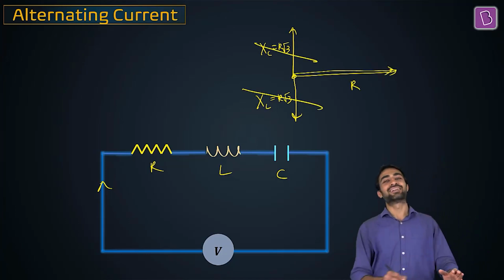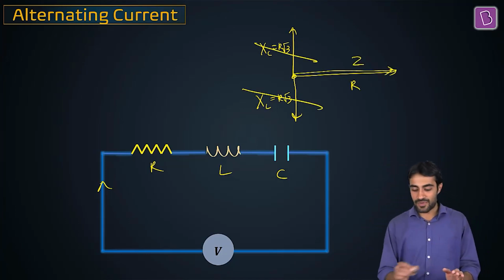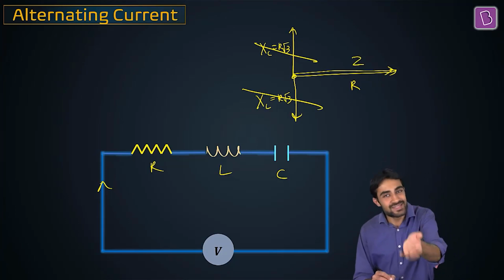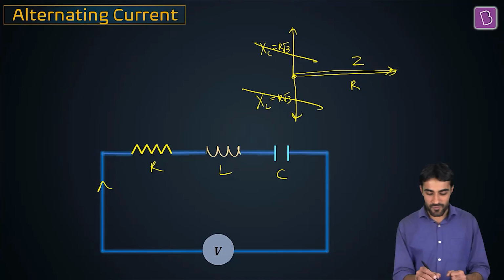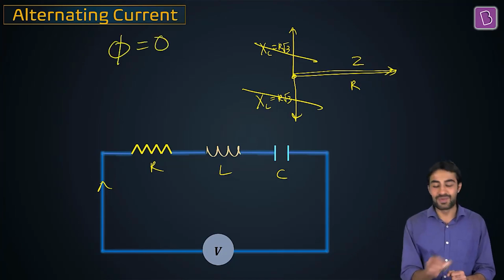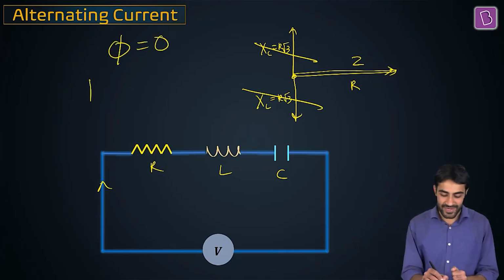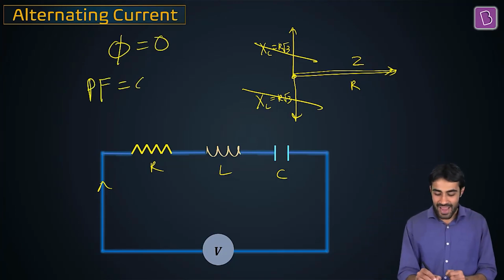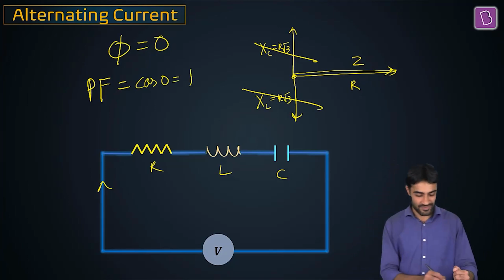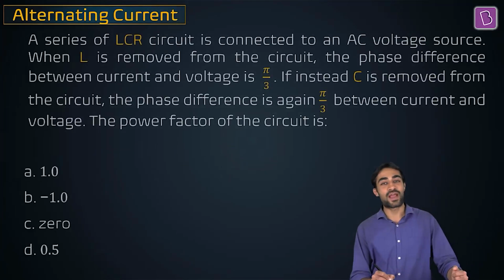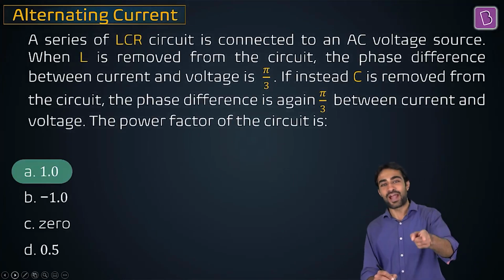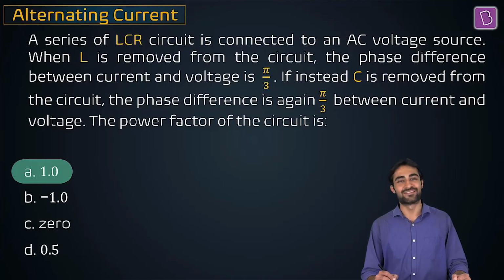So, between Z and R, what is the angle? It is 0. So phi is equal to 0. And what about the power factor? Power factor is cos phi. Cos of 0 is nothing but 1. Congratulations, we got the power factor. Power factor came out to be 1. And we can mark option A as the right answer for our question.